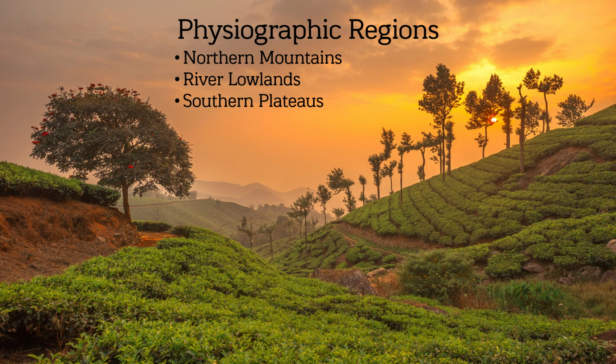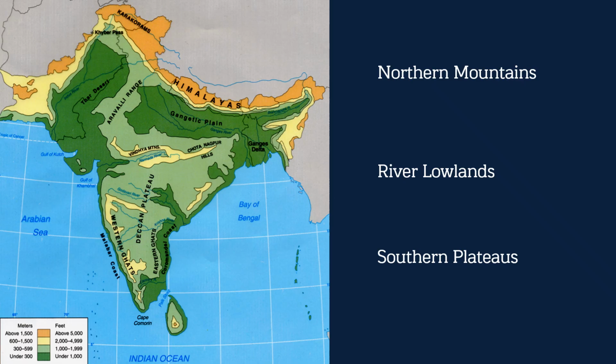There are 3 major regions within the South Asia subcontinent: the northern mountains, the river lowlands, and the southern plateaus. You can see here on this map the northern mountains up towards the Himalayas, the river lowlands, the Ganges and the Indus, and then of course the southern plateaus, which dominate most of the nation state of India.